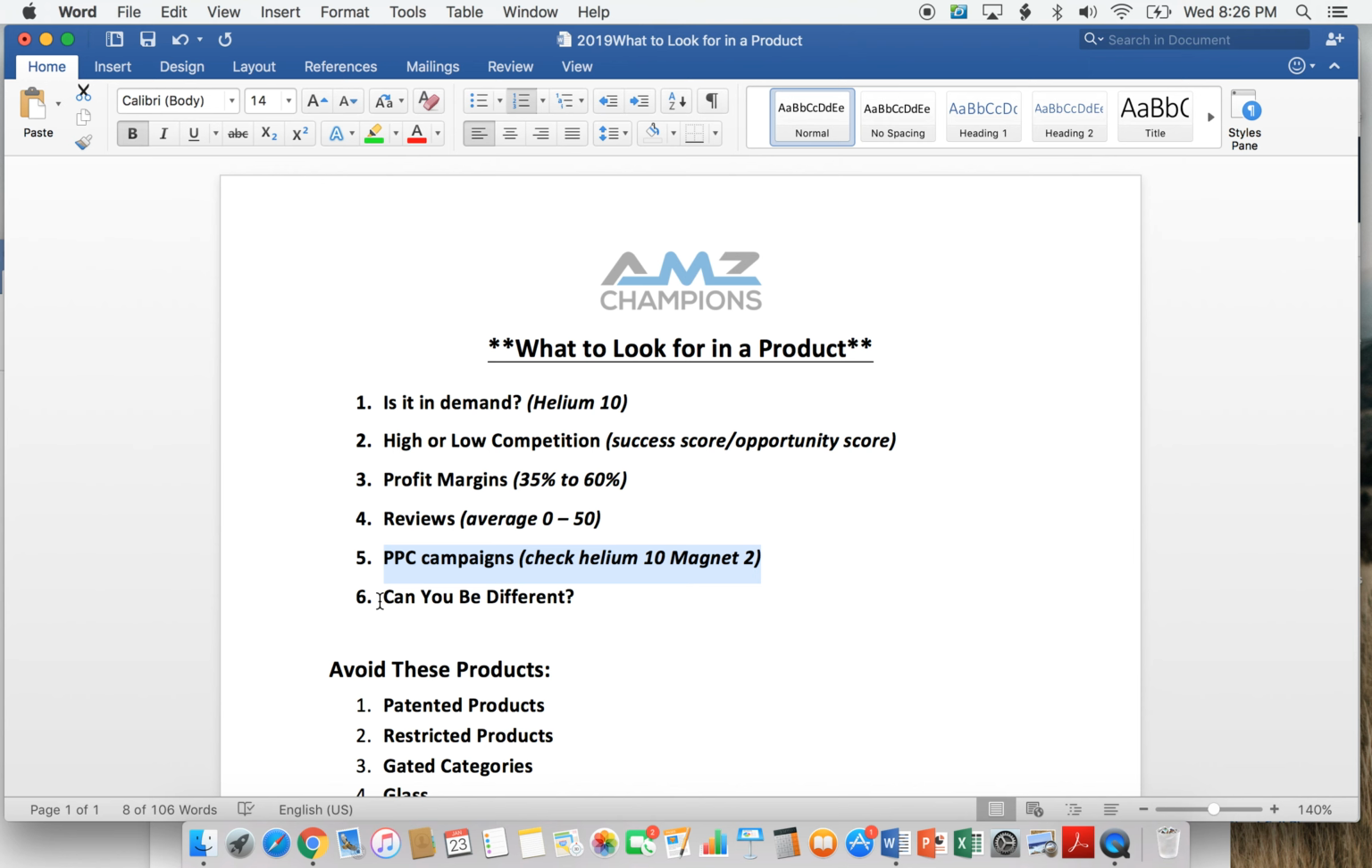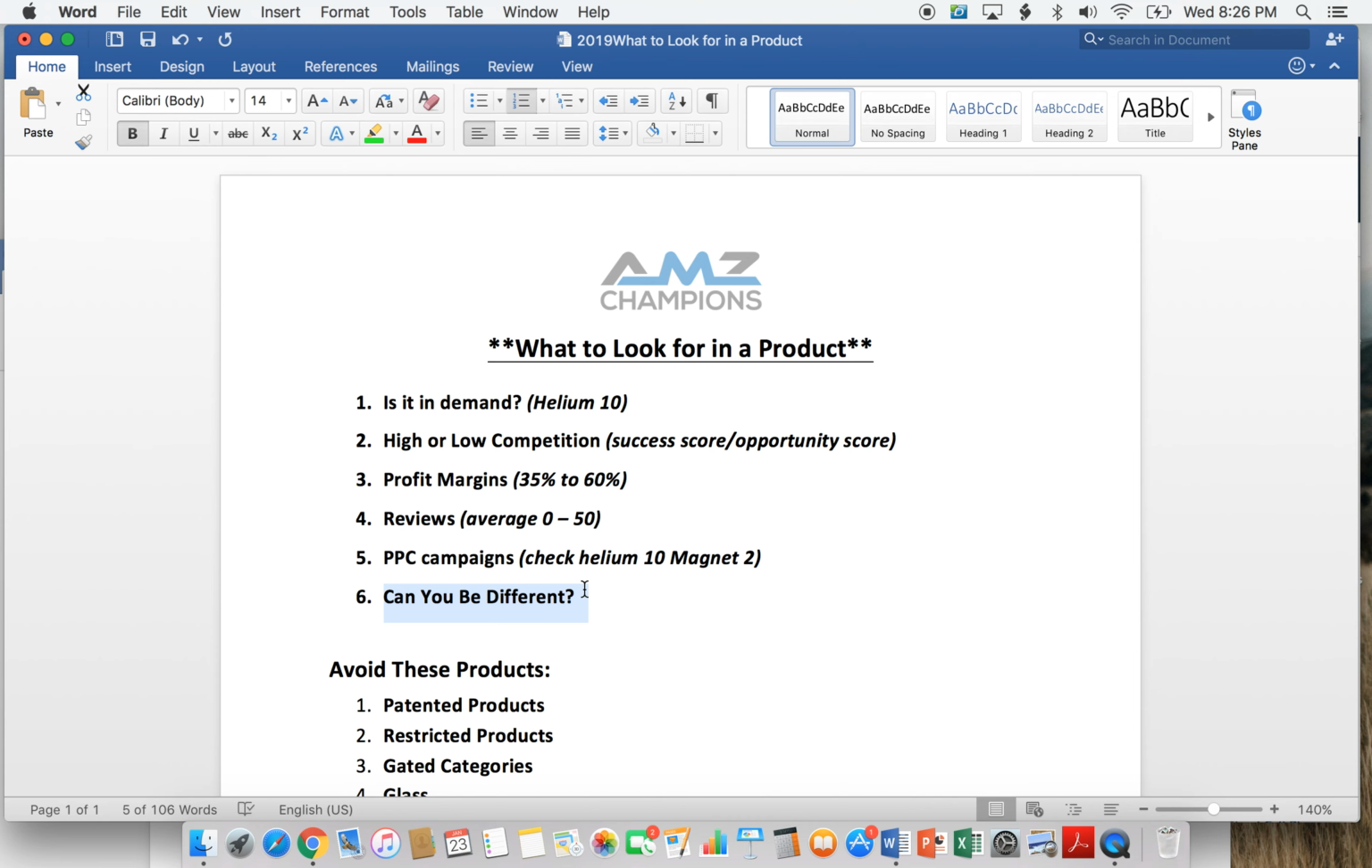And then number 6 is probably one of the most important things, and this is why the majority of Amazon sellers fail: it's easy to find a product that's in demand. It's easy to find a product that's low competition, but it's very difficult to come to market with something unique and different. Okay, so you need to get creative, you need to find a problem, and you need to solve it.